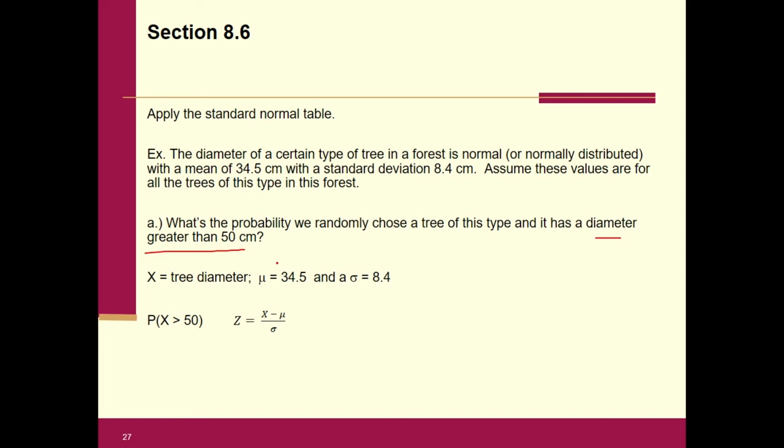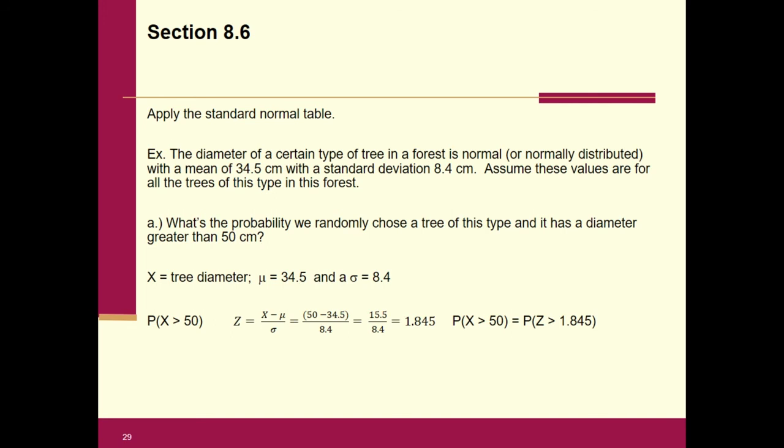I think we can go ahead and figure this out. In our formula here, the 50 is going to be the x that we want to change. Here's mu, 34.5. There's sigma. Once that's calculated, we get 1.845. And what that means is that the probability that x is greater than 50 is the same as the probability that z is greater than 1.845.